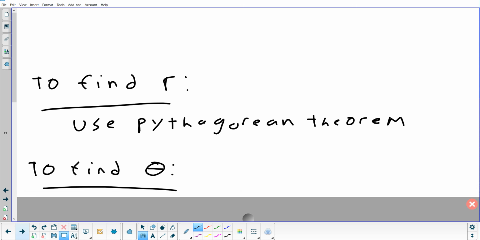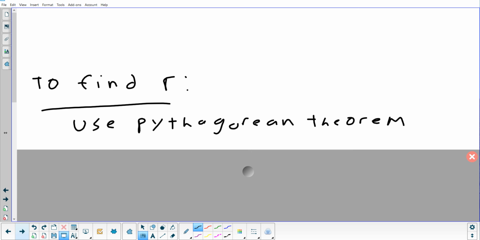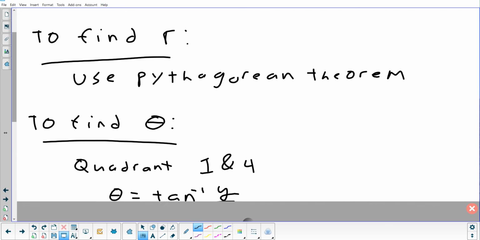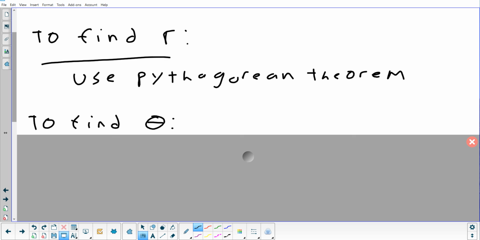All right, so to find r, I don't think I need to really go into much explanation. We've already done that. Use the Pythagorean theorem. Now, to find theta, this is where it depends on the quadrant you're in. And you might be like, wait, what? I thought you could just use inverse tangent and we're done. Well, you basically use inverse tangent.